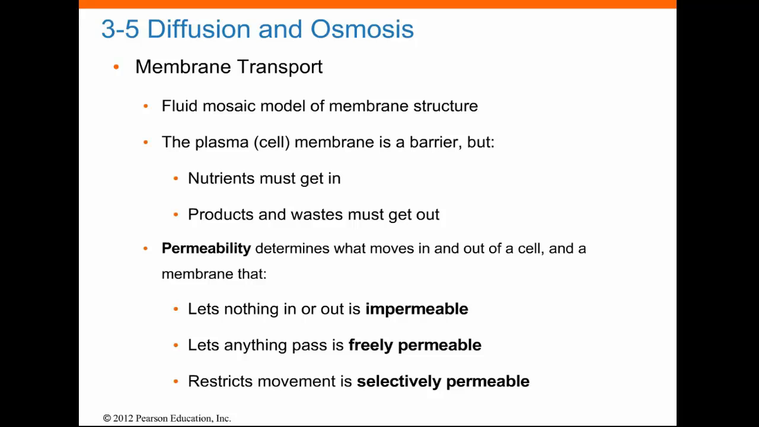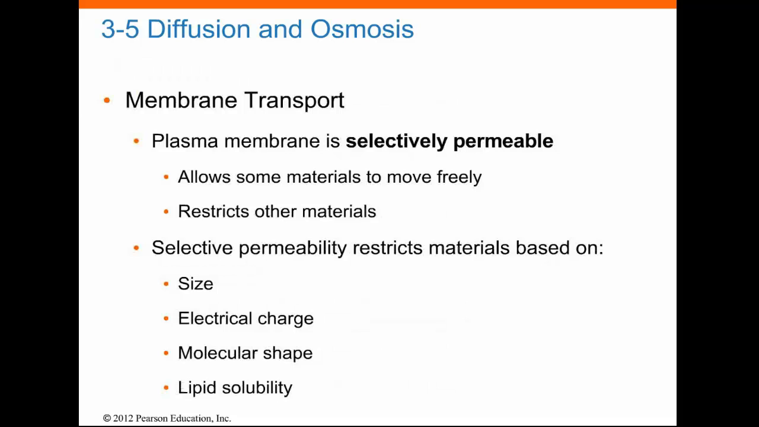So the permeability, or how things move in and out, depends upon the structure of the membrane and what's present in the structure. A membrane can be impermeable, which means nothing gets in and out. It can also be freely permeable, which means it allows anything to move in and out. Or it can select what it wants to move in and out and be selectively permeable, so it can restrict the movement of certain items in and out of the membrane. Membrane transport can require energy.